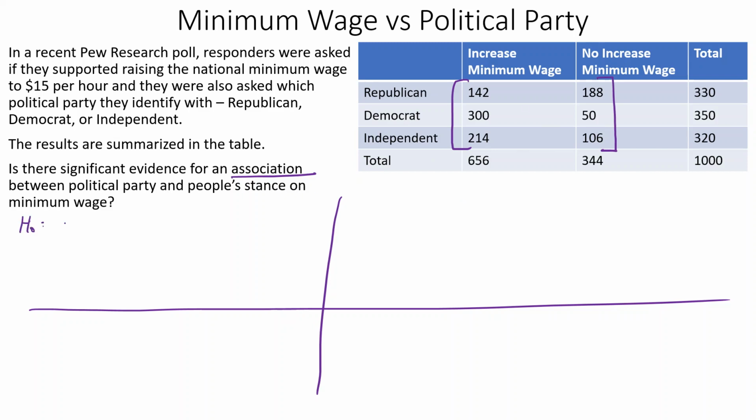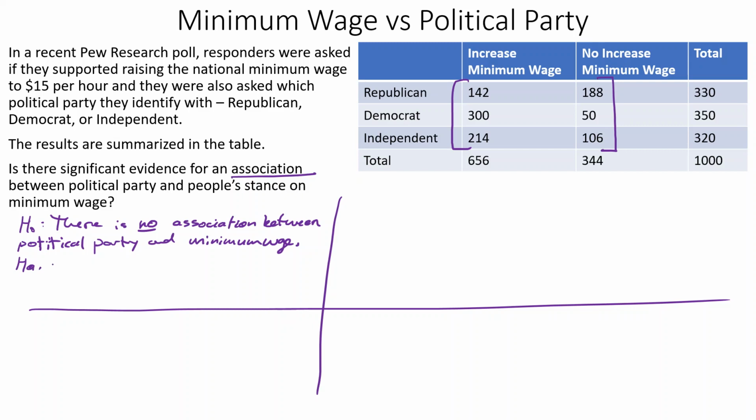So our null hypothesis is, oh no, there is no association between political party and minimum wage. And our Ha would then be an association. So there is an association between party and minimum wage.